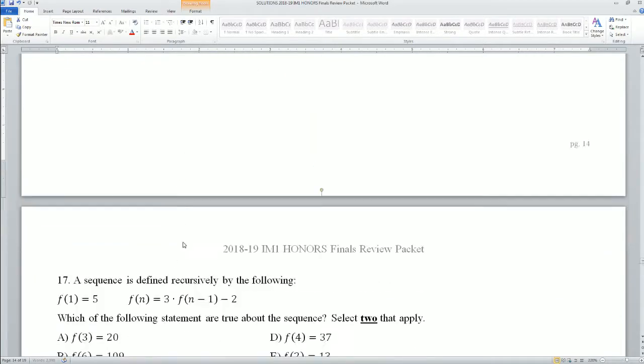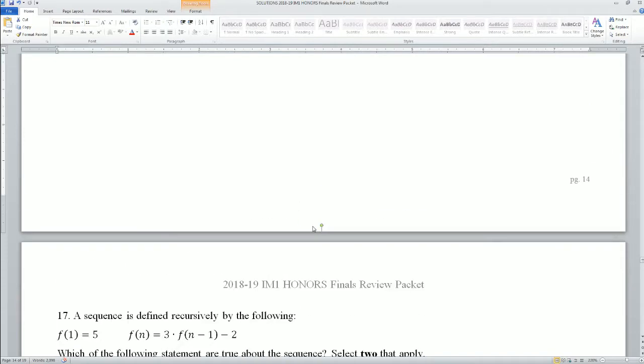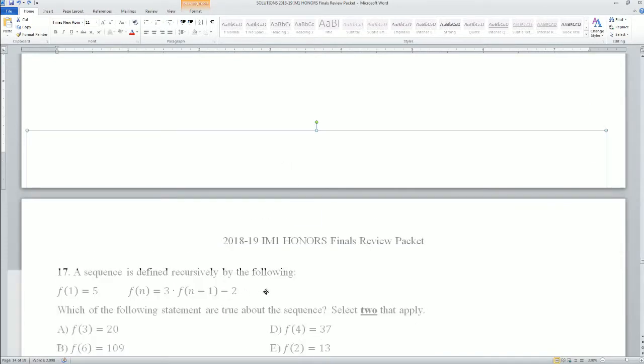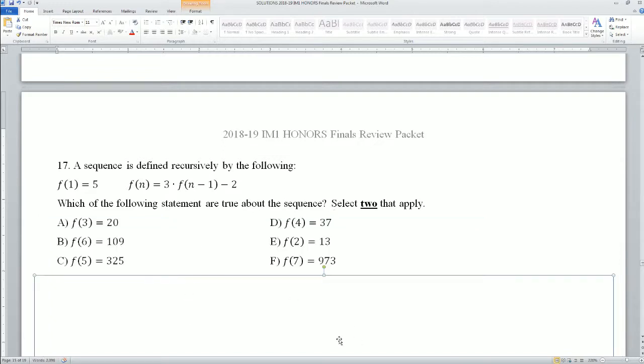Alright, let's look at 17 here. A sequence is defined by the recursive formula: f of 1 equals 5, f of n equals 3 times f of n minus 1 minus 2. Which of the following statements is true? Select 2 that apply. Here we go.